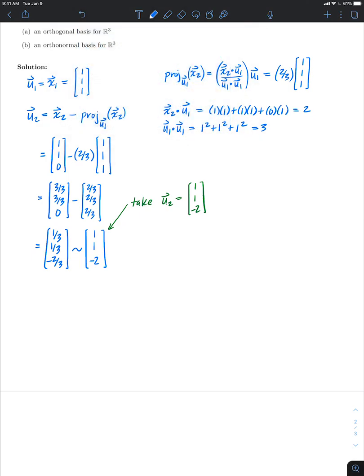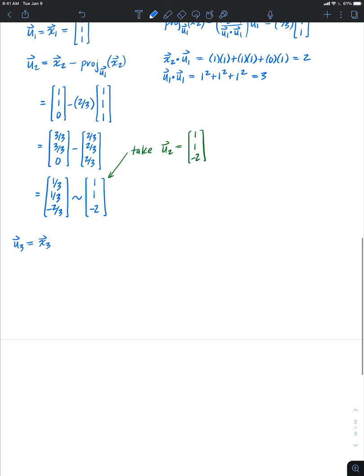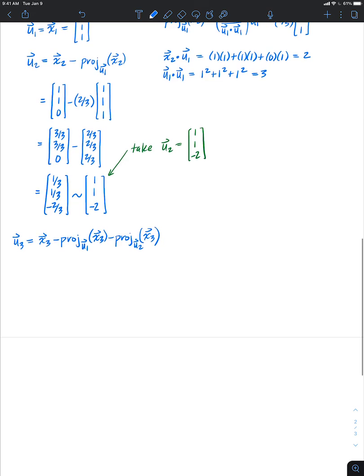We got our u2. Now we have to calculate u3. So how does u3 work? Well, you set it equal to, first and foremost, x3, but not totally equal to x3. We got to subtract some projections. We got to subtract the projection of x3 onto u1, and then also subtract the projection of x3 onto u2. This will result in a vector that is orthogonal to both u1 and u2.